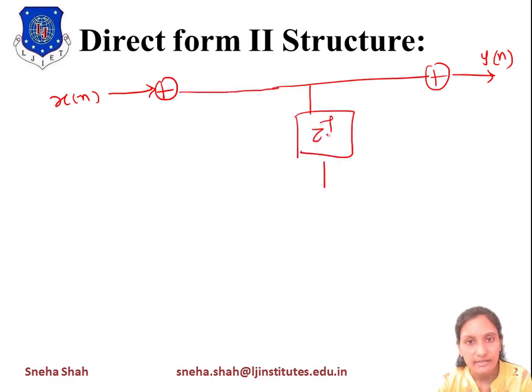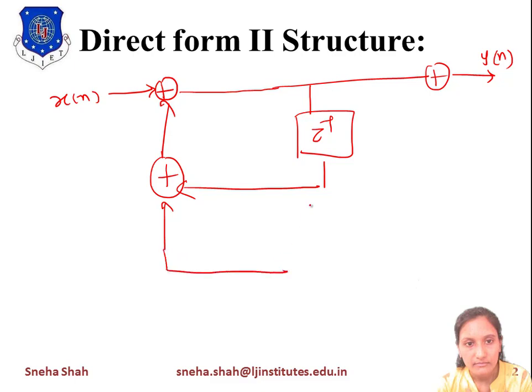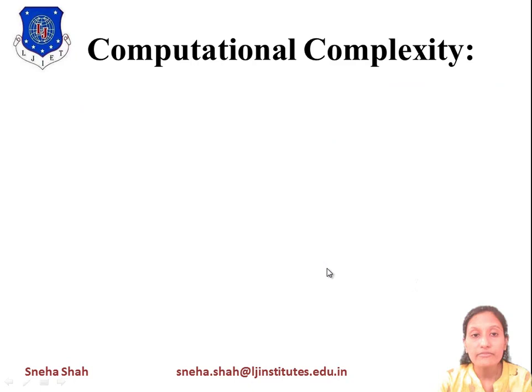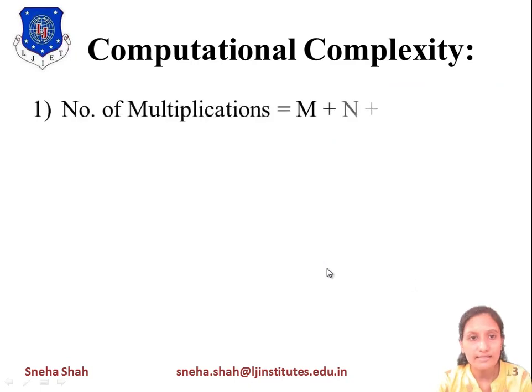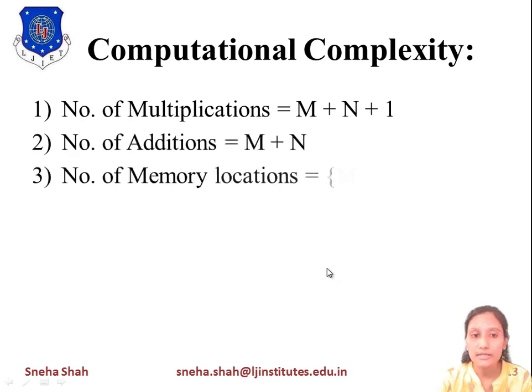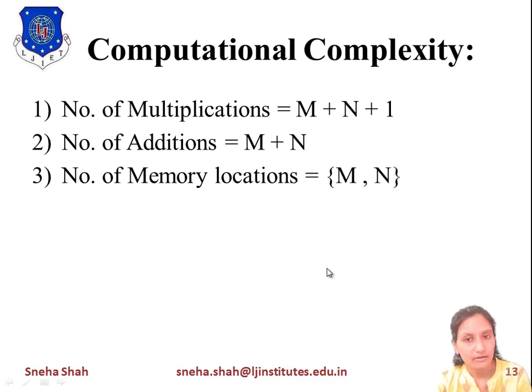After merging over here, it will look like this. So the number of memory locations will be reduced. If we calculate the computational complexity for this, the number of multiplications will remain the same, the number of additions will also remain the same, but the number of memory locations can be reduced to the maximum of M and N.